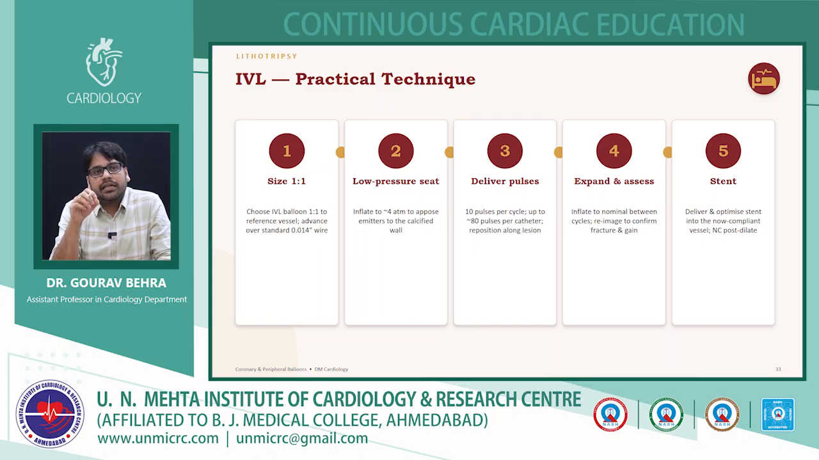Now the IVL practical technique. The size is 1:1 and it can easily be used with your workhorse wire. There is a low-pressure sheet, usually 4 to 6 atmospheres of pressure is used, and it is delivered in pulses, 10 pulses per cycle, with 80 pulses per catheter available. And we need to confirm things: after you deliver the pulses, you have to assess the expansion, look at the flow, and then you have to deliver the stent. This is the practical technique. Low pressure, you deliver the pulse, you notice the expansion, then you put the stent.